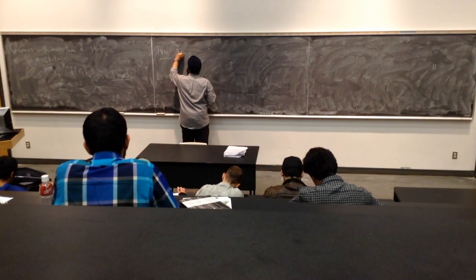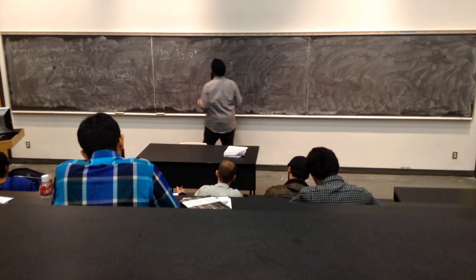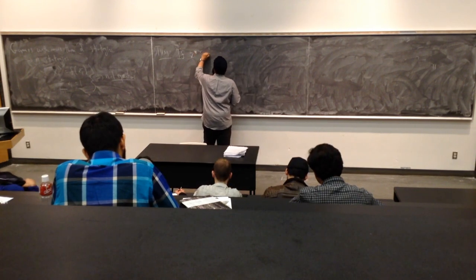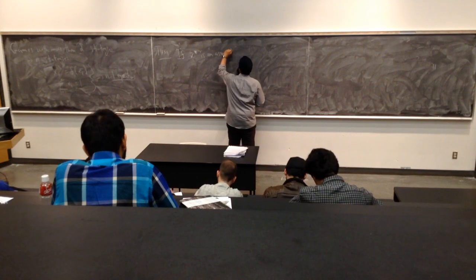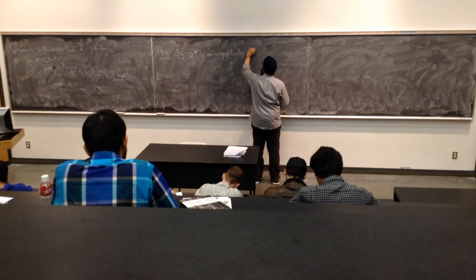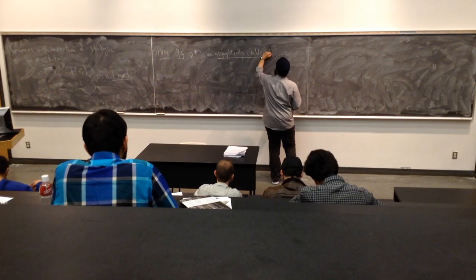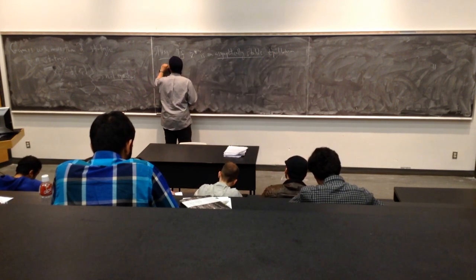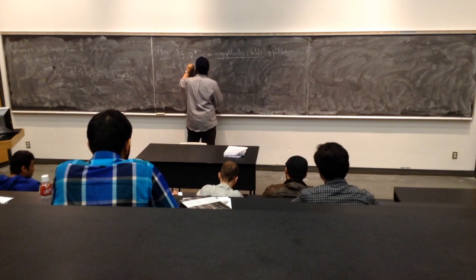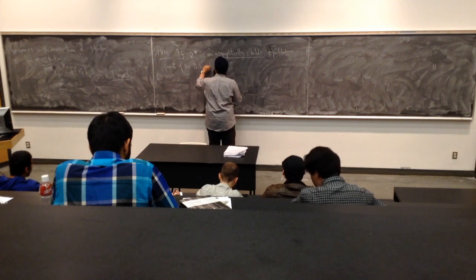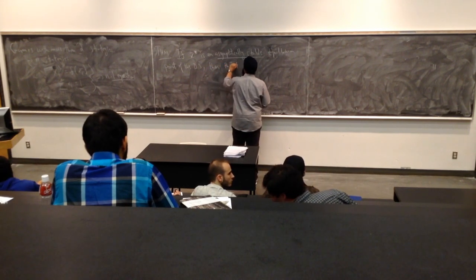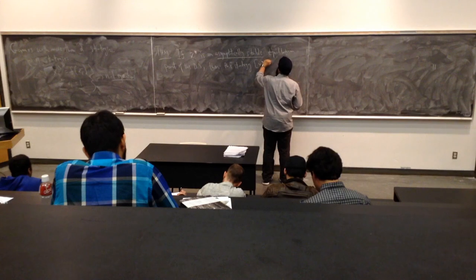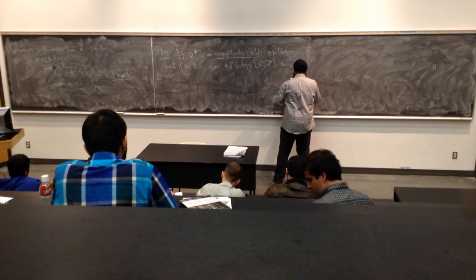I said before, if x, I'll call it x star, just to denote it by this specific form, is an asymptotically stable equilibrium point of the dynamical system, then the strategy, which I will just call x star, is a Nash equilibrium.